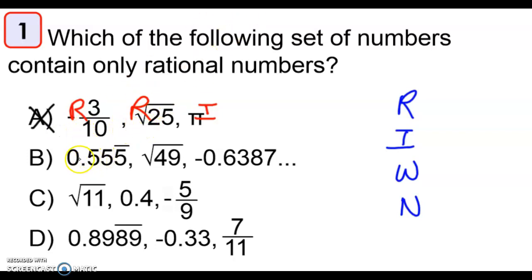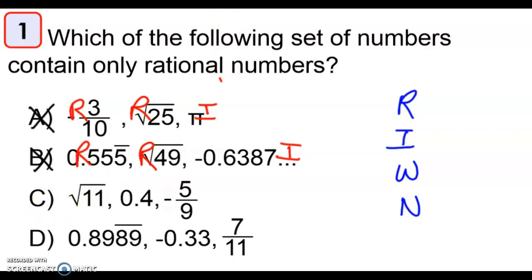In B, we have 0.55 with a line over it. That line means that it repeats. It's a rational number. Square root of 49 is 7. That's also rational. -0.387... The ... represents that this is an irrational number. Answer choice B is not your answer.